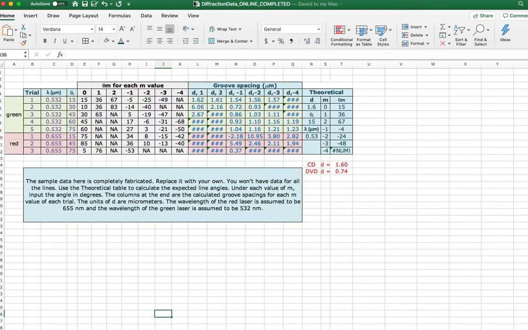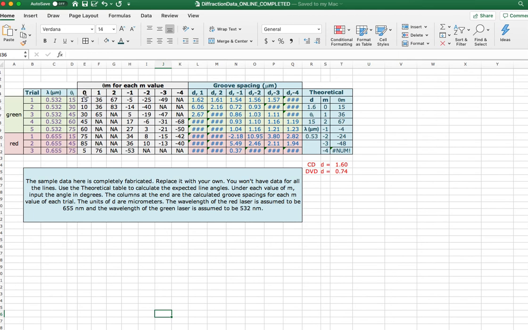All right, so this is the spreadsheet for the diffraction data. Green and red. We have 5 trials with the green, 3 trials with the red. The wavelengths are already put in. This time I've put them in as microns, micrometers. The angles are all set up, so 15, 30, 45, 60, 75 for the green, 15, 45, 75 for the red. Then here we have the M values. These are the different lines that you might possibly see: M equals 0, 1, 2, minus 1, minus 2, minus 3, and maybe some minus 4s.